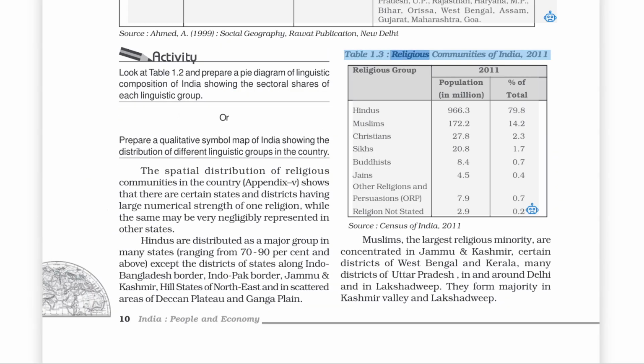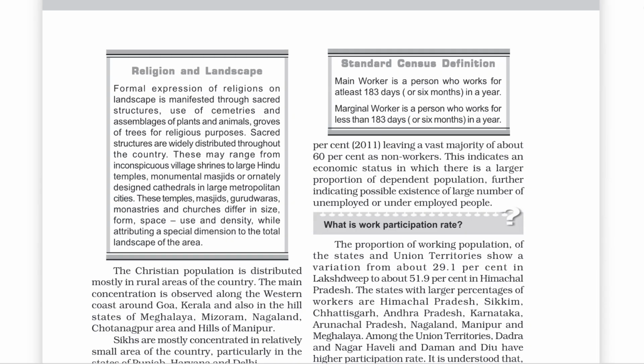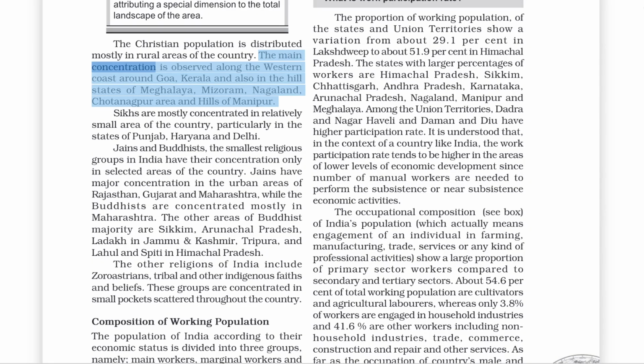Table 1.3, Religious Communities of India, 2011. Source, Census of India, 2011. Population, distribution, density, growth and composition. The Christian population is distributed mostly in rural areas of the country. The main concentration is observed along the western coast around Goa, Kerala and also in the hill states of Meghalaya, Mizoram, Nagaland, Chotanagpur area and hills of Manipur.